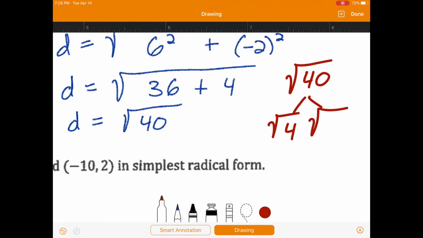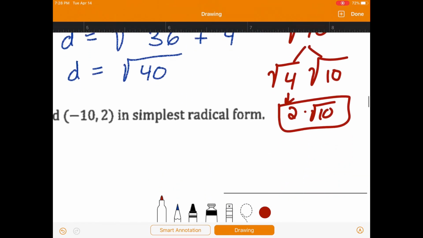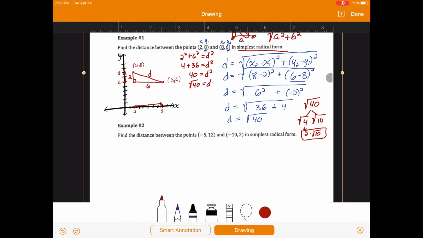So 4 is a perfect square that goes into 40. And 4 times 10 equals 40. Square root of 4 equals 2. And then we're going to leave the 10. So this is our answer. But if it didn't say simplest radical form, it's still equivalent to the square root of 40.